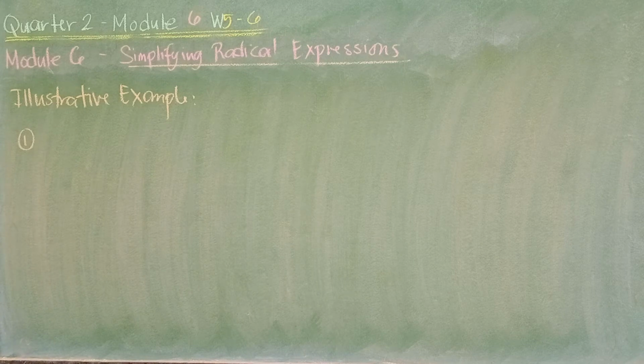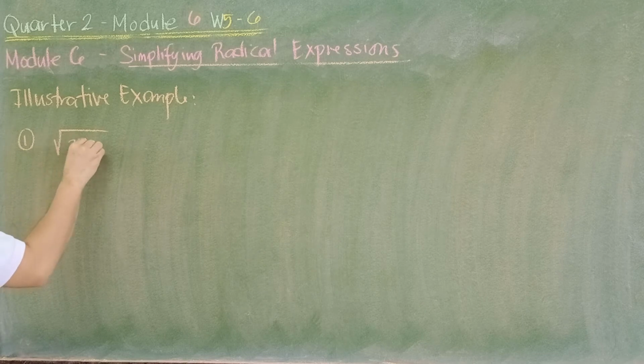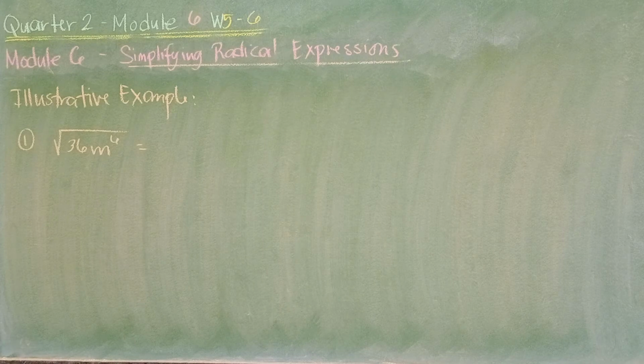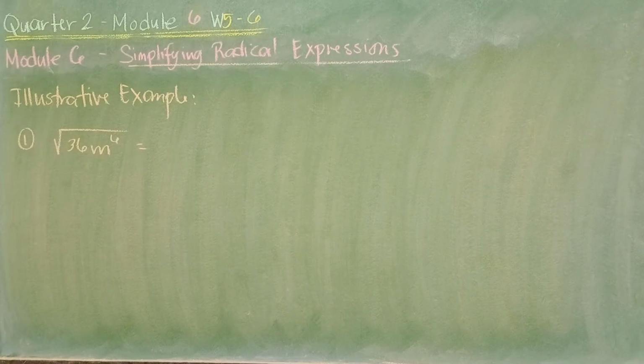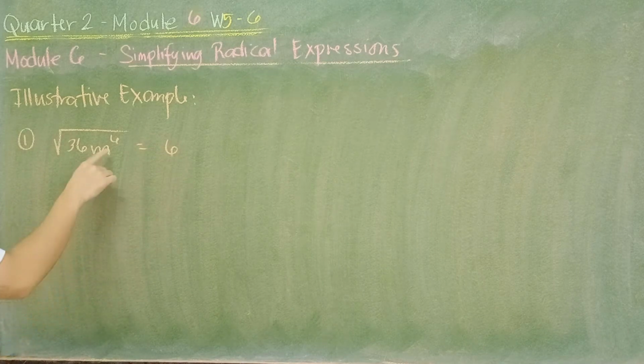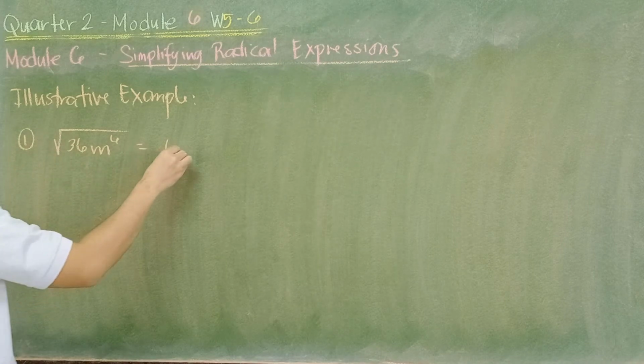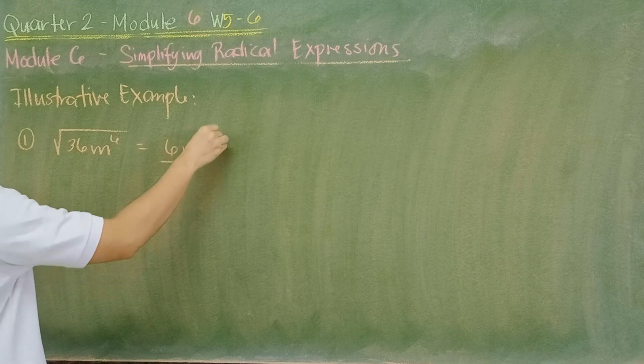So magbigay tayo ngayon ng combination ng numbers at saka yung mga variable. So let's say, doon muna tayo sa mga exact yung answers. 36 m raised to 6. So for number 1, the square root of 36m raised to 6. So obviously, alam natin yung square root ng 36. Square root of 36 is just 6. And then yung exponent ng m, divide natin sa index na 2. So 6 divided by 2, we have m raised to 3.